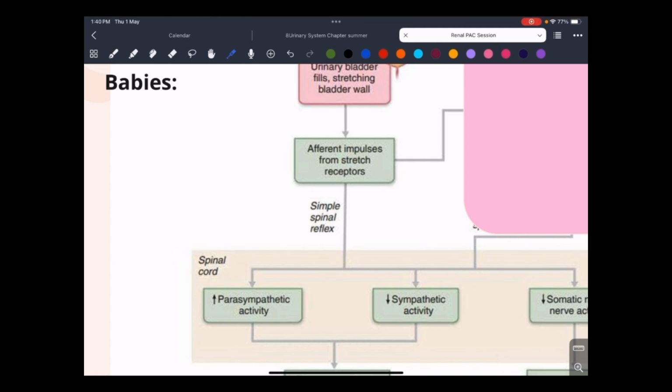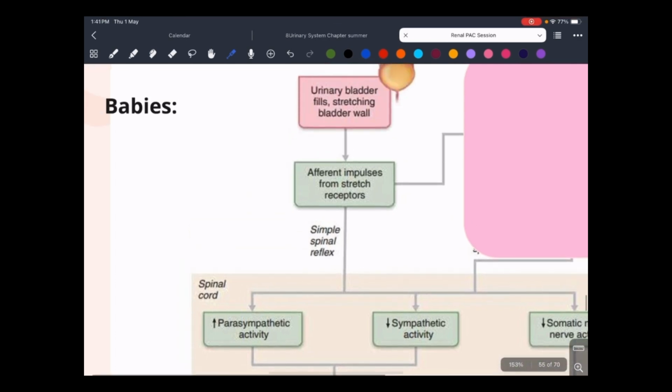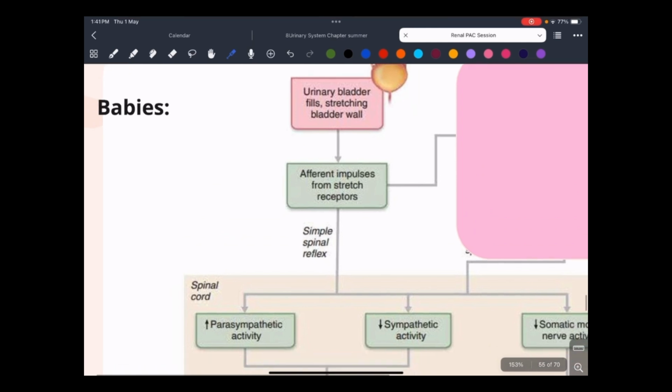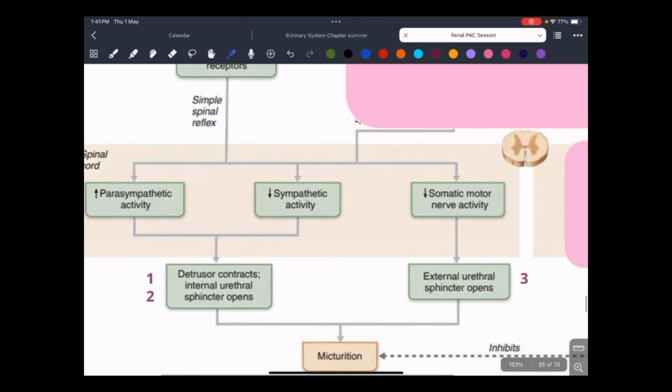Why is it called simple? I'll tell you why at the end, after I finish with this part. The urinary bladder fills, it stretches the bladder wall. This stretching sends impulses to the spinal cord. What does the spinal cord do? It's going to do three things. We need three things for it to happen.